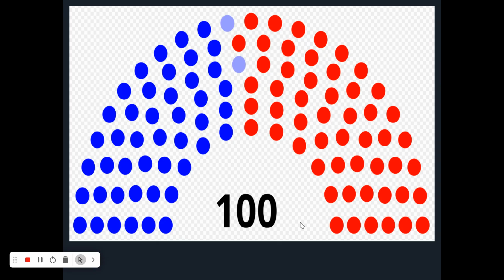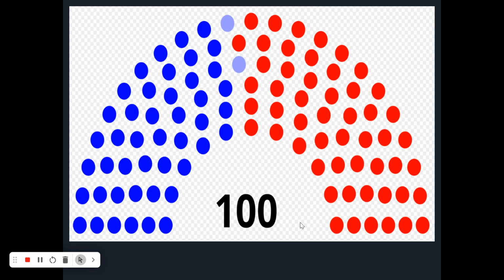So the 119th Congress, right? This is the party breakdown of the Senate. It's going to be 53 Republicans and 47 Democrats. So that's enough for the Republicans to pass laws because you just need 51 and they have 53. So they have the majority.